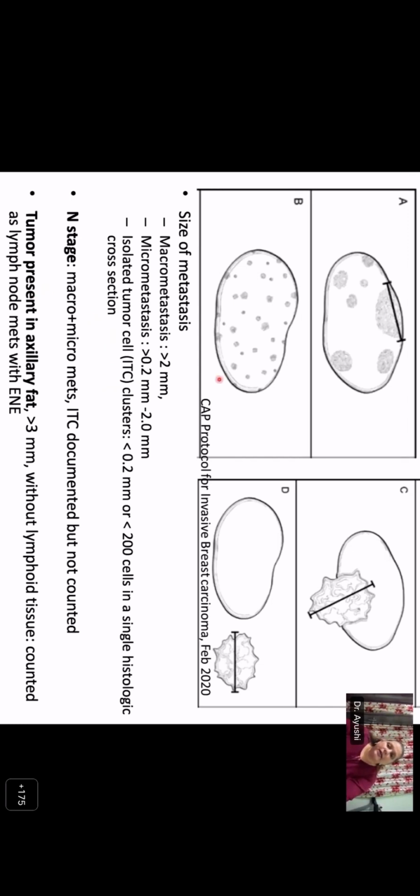Now, we have to remember that this dimension includes any metastasis that is present within the lymph node, or even if it is extending out of the lymph node, or if it is present completely out of the node and present in the axillary fat. If it is more than 3 mm, it is considered lymph node involvement with extranodal extension.